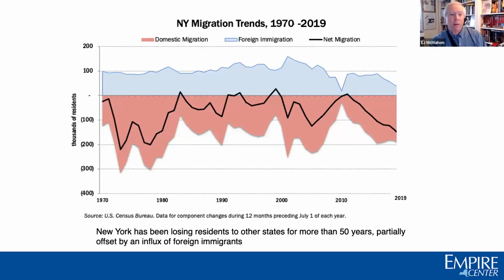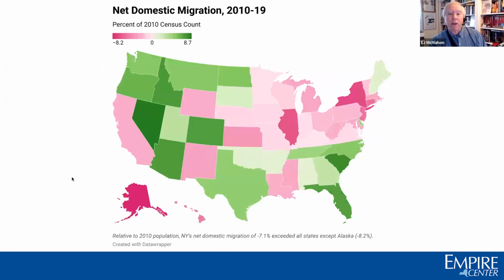Here's what the trend looked like by state. And the darkest red is the states that lost the most people. This is in terms of percentage. And as you can see, New York, as a percent of its 2010 census count, it was basically the biggest outmigration loss of any state except Alaska, which I would suggest doesn't really count.